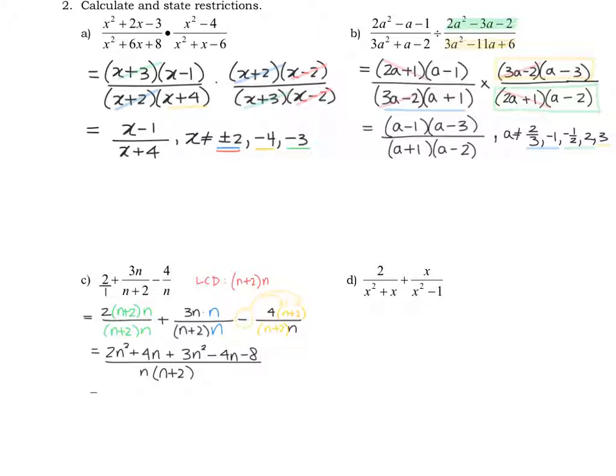Once I have this expression, I can just collect my like terms. I have 5n squared minus 8 over n(n plus 2). You don't need to expand the denominator, just leave it alone as is, okay? And the next thing is just to state your restrictions. n cannot equal 0 or -2.